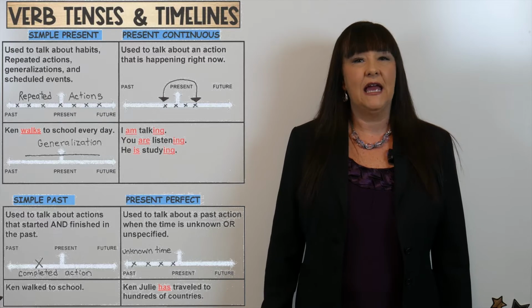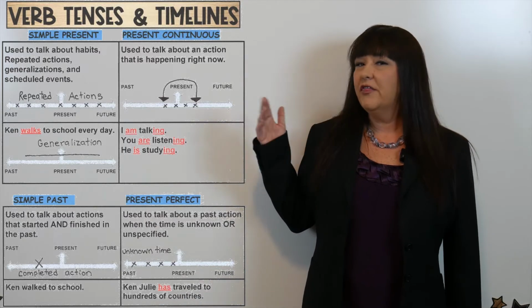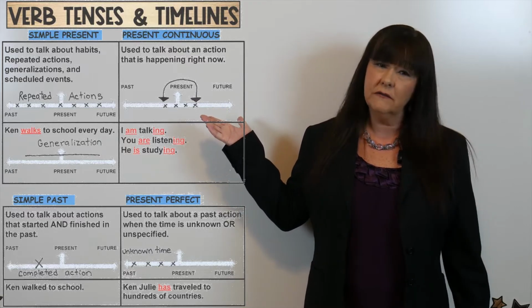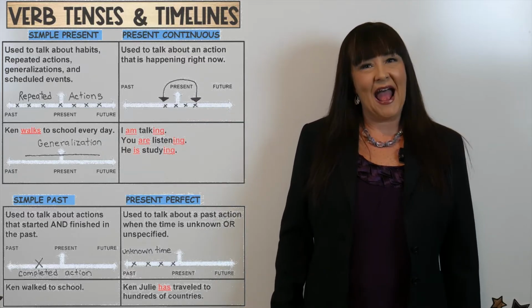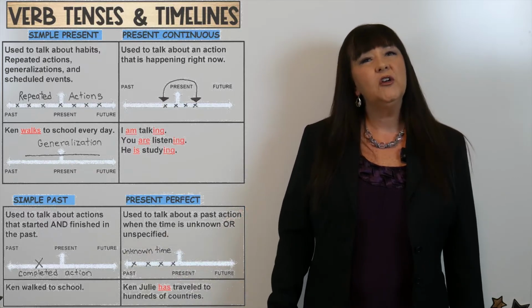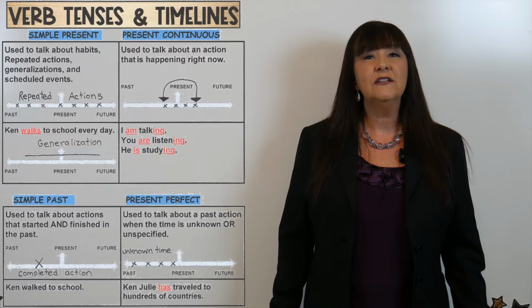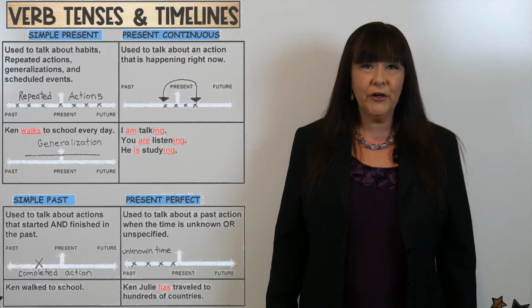What you're going to see is some stories. But before we talk about those stories, let's look a little more in detail about those 4 different verb tenses. The first verb tense we're going to talk about is the simple present. Then we'll look at present continuous or progressive, simple past, and then present perfect. On the screen, you're going to see timelines. This will help you understand when to use what type of verb.